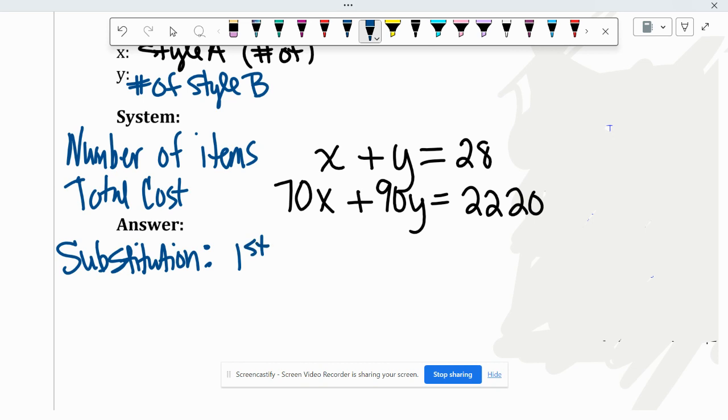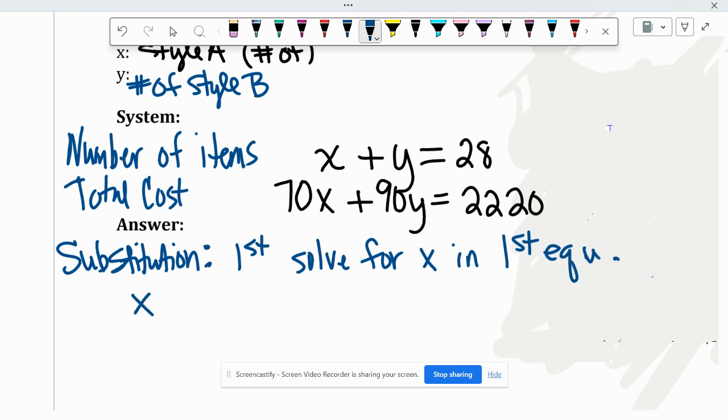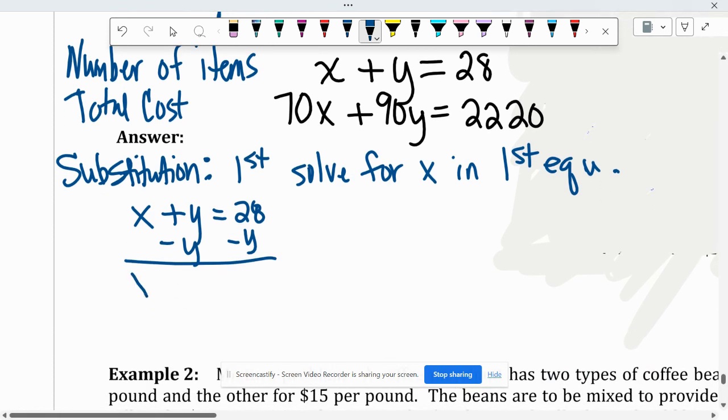First, I need to solve. Are we going to solve for X or solve for Y? What do you want to solve for, Rylan? So you're going to get X all by itself? Okay. So solve for X in the first equation. X plus Y equals 28. If I subtract Y from both sides, what does X equal? X equals 28 minus Y, right?